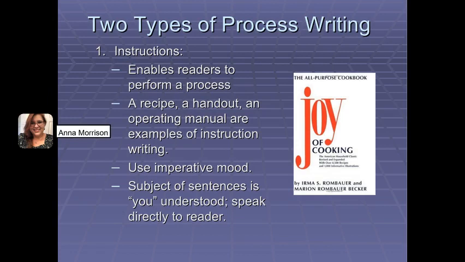So here again are the two types of process writing. Instructions are for when people really want to know how to do something. Sometimes this is even called how-to writing. So again, a recipe, a handout, an operating manual, anything on WikiHow, these are all examples of process writing. We use the imperative mood, like first do this and then do this, and we can actually even use the word you, which is normally forbidden in academic writing.